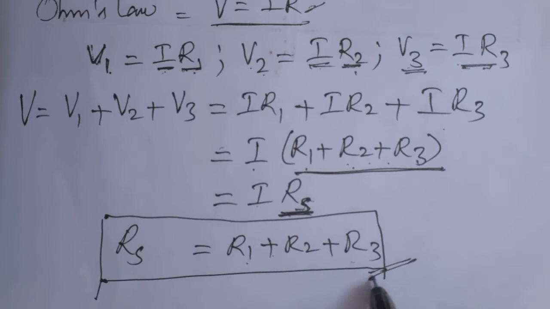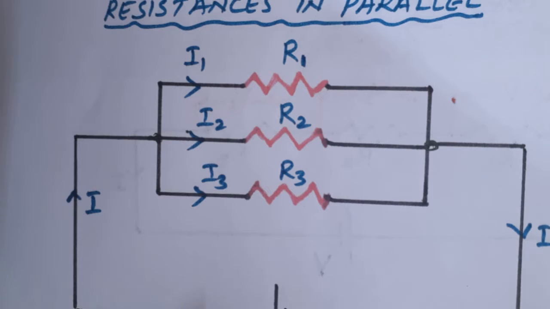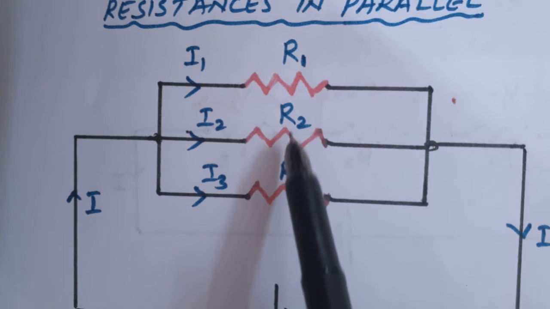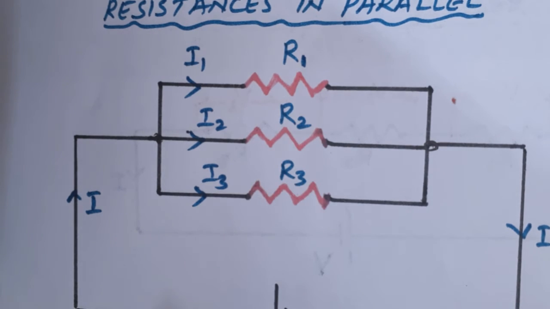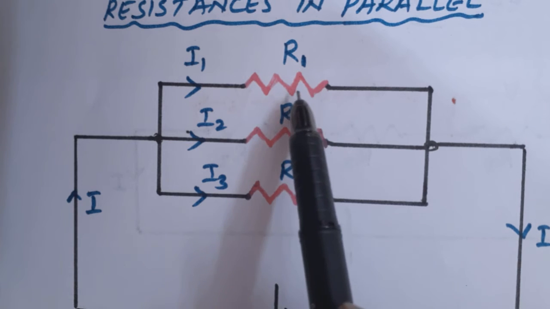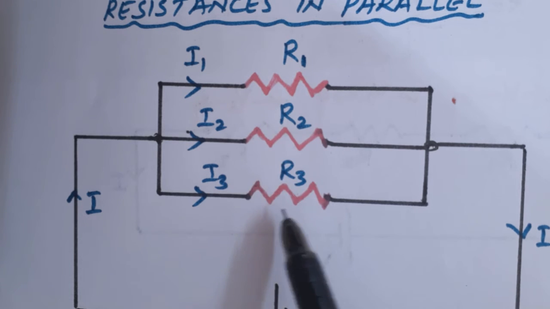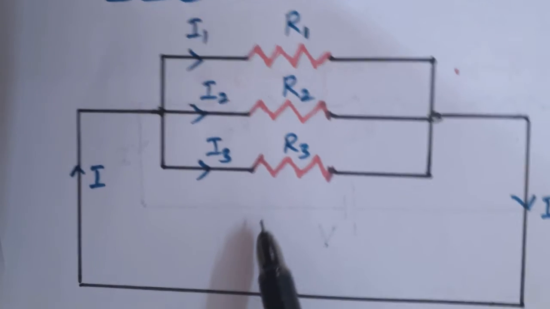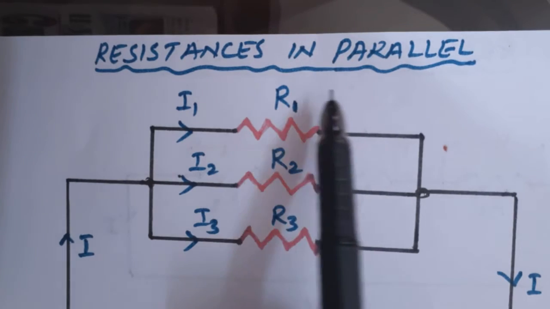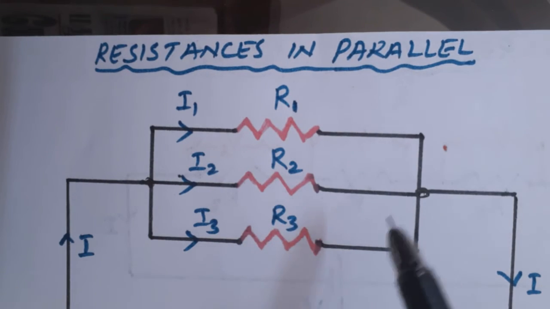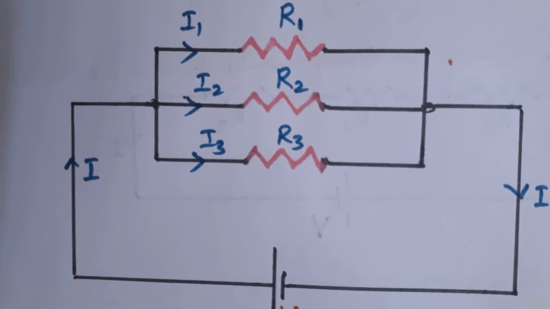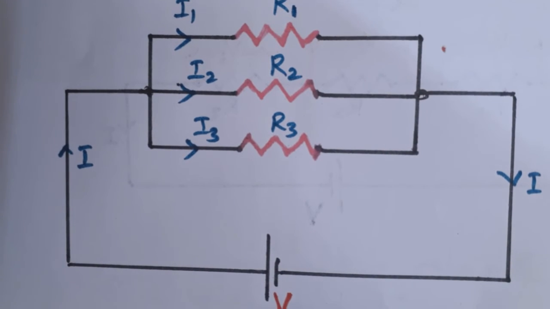Now let us see what happens when those three resistors are connected in parallel connection, so each and every resistor is parallel to one another. The circuit connection is as shown in the diagram. This is resistances in parallel. What is the equivalent resistance? Let V be the potential difference applied.